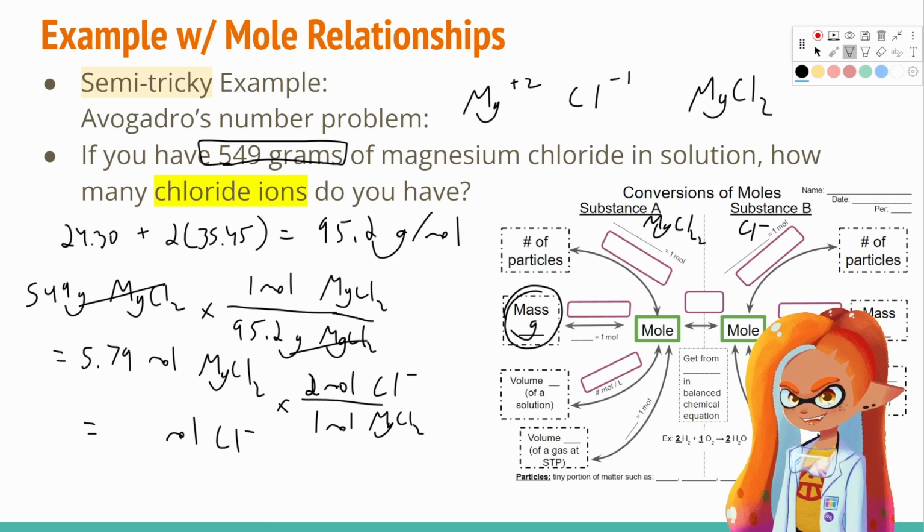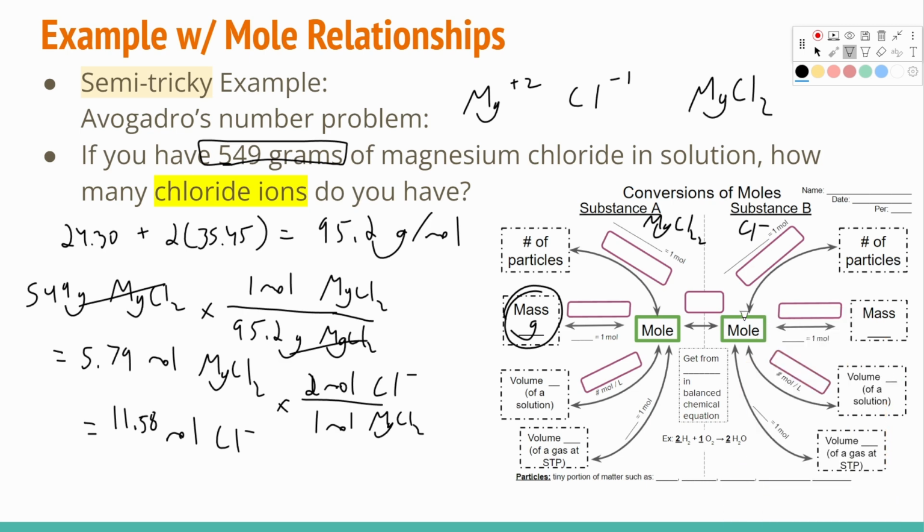When I do that math on a calculator, I end up getting 11.58 moles of chloride ions. So now I'm at moles of chloride ions because I traveled from this arrow to this arrow. And so what I'm going to do is now go from moles of chloride to particles of chloride, which in this case are ions. So I'm going to be using Avogadro's number, which is on our constant equation sheet.